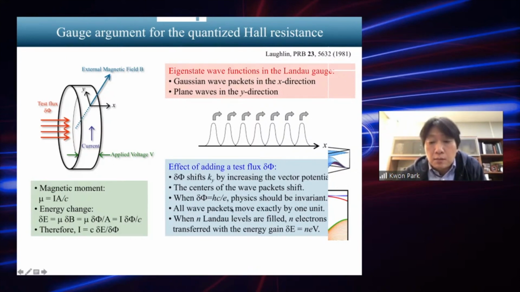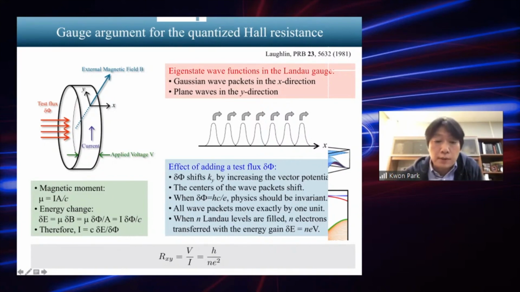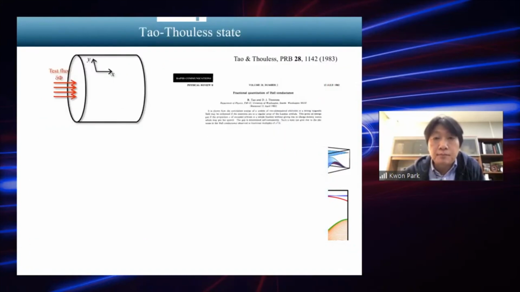Now, if there are n Landau levels filled, then n electrons are transferred from one end to the other. Therefore, the energy difference is n times eV. By combining these two formulas, the Hall resistance can be shown to be this number. So what this tells us is that in order to have a fractional quantized Hall effect, a fractional number of electrons should be transferred after one flux quantum insertion.